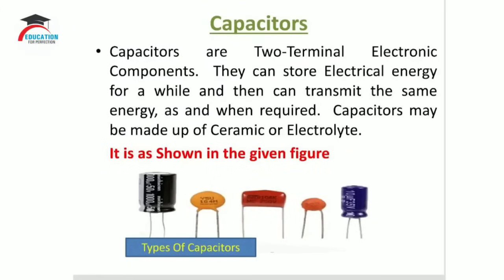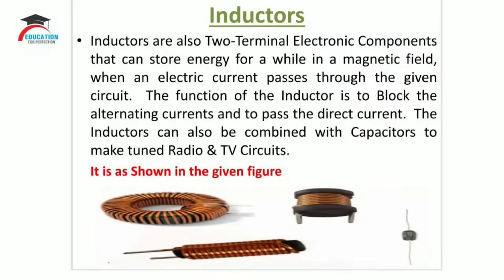Then let us come to the next basic component, which is called inductors. These inductors are also two-terminal electronic components that can store energy for a while in a magnetic field when an electric current passes through the circuit. The function of the inductor is to block the alternating current and to pass the direct current. Inductors can also be combined with capacitors to make tuned radio and TV circuits. The inductors are shown in the given figure.